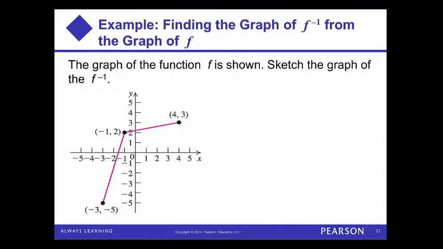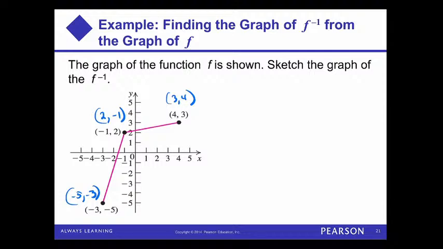So for instance, we have this example. The graph of the function f is shown, and we're asked to sketch the graph of f inverse. With something like this, all you really have to do is switch the x and y coordinates. So if we want to see the graph of f inverse by rotating about the line y equals x, instead of plotting negative 1, 2, f inverse is going to have the point 2, negative 1. This one's going to be 3, 4. This one's going to be negative 5, negative 3. So if we plot those points and connect them in a similar fashion, that will be the graph.